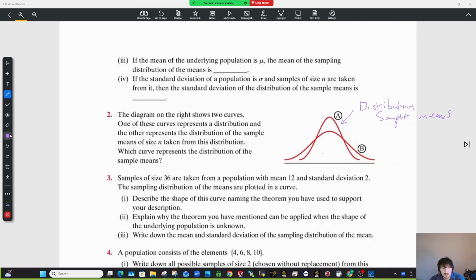It'll always have a reduced spread. The reason it has a reduced spread is because its real standard deviation is sigma over root n. And so the wider one here, that is the parent population. That's what we're sampling from, or the underlying distribution. So hopefully that makes sense. They could ask you to talk about that. Which curve represents the distribution of sample means? It's A. It's the one that had the lower spread, okay? So hopefully people are good with that.